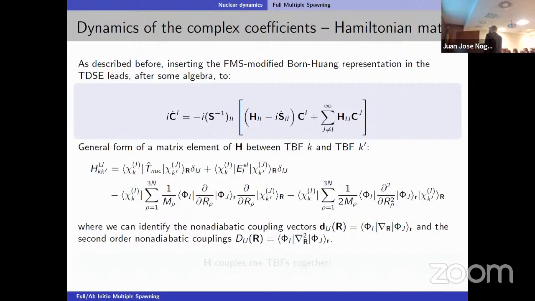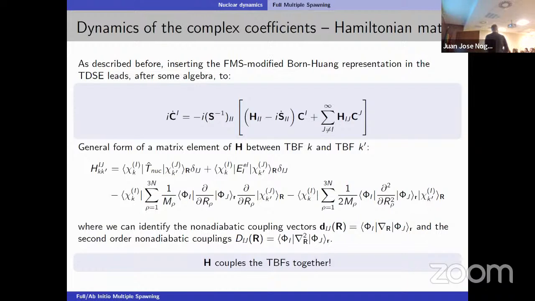The first term is they are talking via the nuclear kinetic energy term. Then they're talking via the electronic energy. Then something that looks horrible, but now, hopefully, you can recognize this term here. Electronic state J, electronic state I, nuclear displacement. That's the non-adiabatic coupling vector that we described earlier, right? And then we have this second order coupling here that I also described a bit before. So this Hamiltonian matrix helps you to couple these Gaussians together.